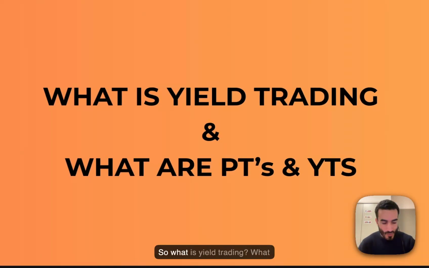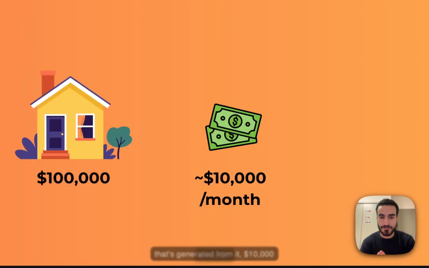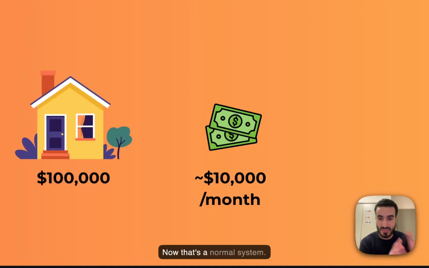All right. So what is yield trading? What are PTs and YTs? Instead of using tokens, I decided to do something a little more physical. Imagine you have a house or apartment. We'll call it a house that's worth $100,000, right? And you're renting it out to, let's say, a couple for $10,000 a month. You have an asset, a house, and you have a yield or an income that's generated from it, $10,000 a month, right? Now that's a normal system.